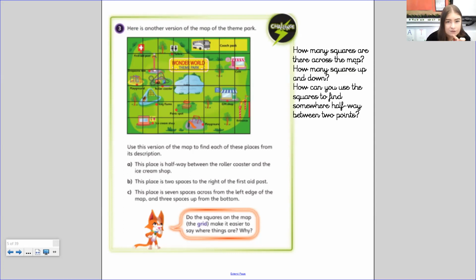So find the roller coaster and then find the ice cream shop. What is halfway between those? So that is 1, 2, 3 squares. So what's in that middle square? The log flume. Well done.